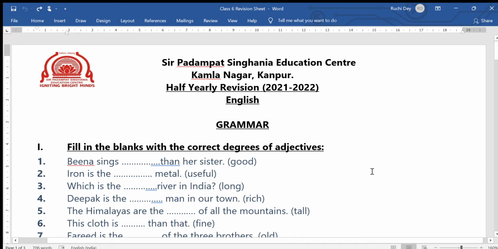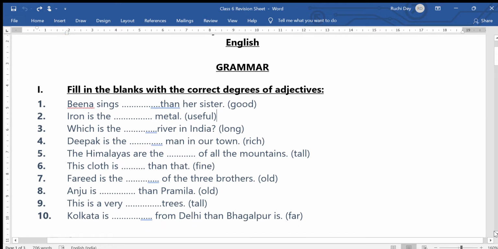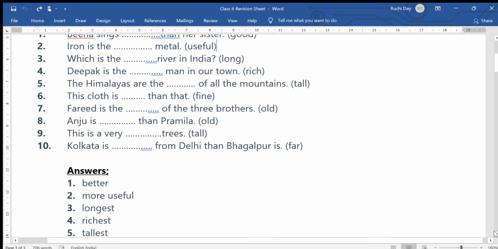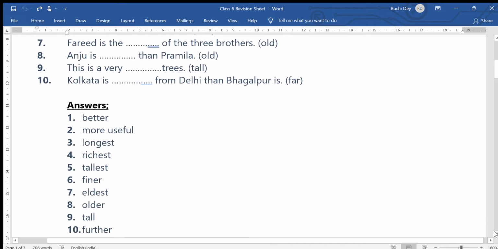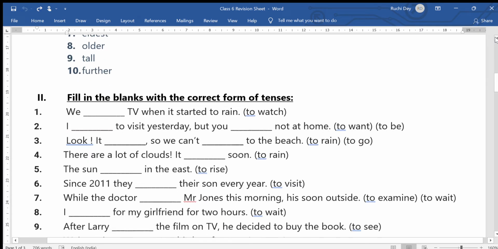Today we are going to begin with the revisions for the half yearly examination of English. The topic for today is grammar and adjectives. After that, we will be moving on to the next topic, which is going to be active and passive tenses, and let's just begin with the sentences. If you see on your screen, we have 10 sentences of adjectives. Then similarly for tenses also, we have the same thing.